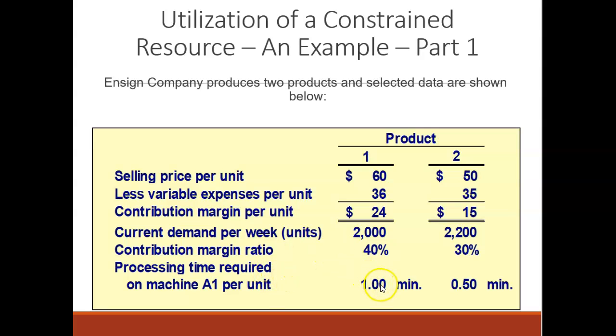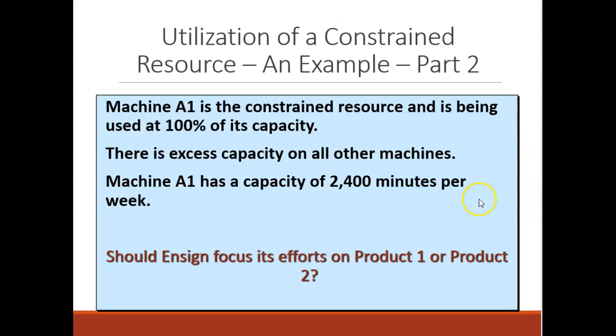Now, obviously, if you look here, you can make one product 1 in 1 minute. You could make 2 of these product 2s in 1 minute. It only takes half a minute to make a product 2. So for every minute of this machine, you can make 2 of these, or $30 of contribution margin, or you can make 1 of those at $24 contribution margin. So obviously, if this is the constrained resource, we're going to make all of product 2s first. It has a capacity of 2,400 minutes per week.